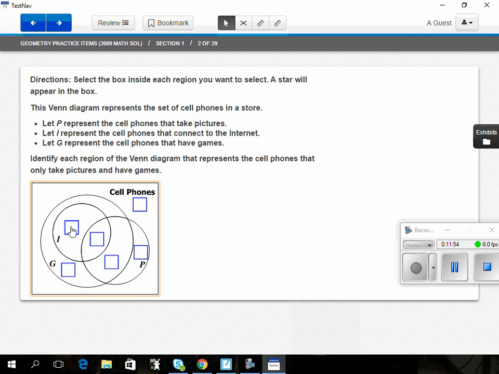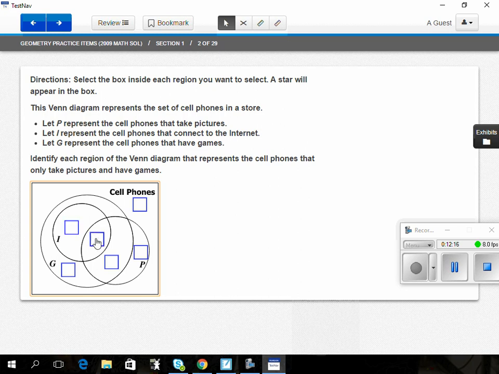Only means that it cannot be in the other circle, right? So in other words, it cannot connect to the internet. Both of these connect to the internet. Do you agree? Yeah, yeah. So I know that those cannot be included in my answer.